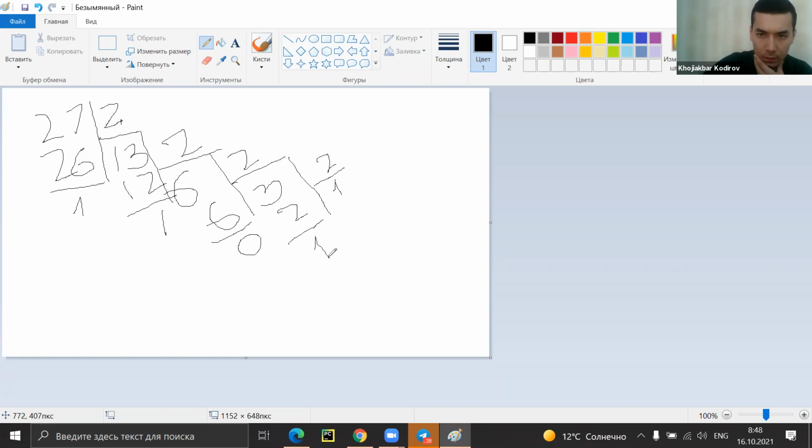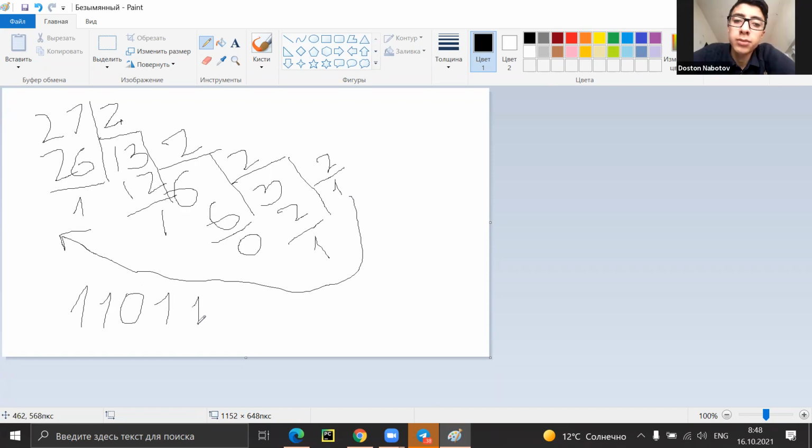Got it? Yes. Like real life, dividing, and I will combine them. Then I have 1, 1, 0, 1, and 1. Okay, this is the binary representation of this number.